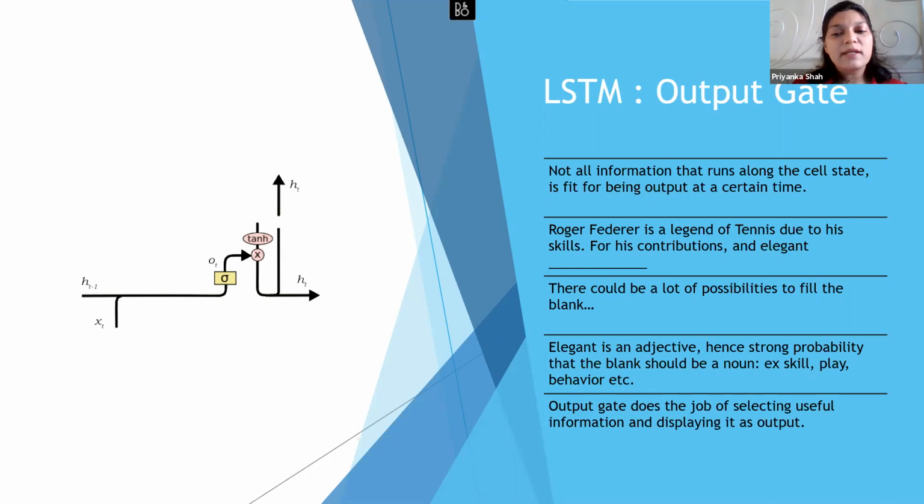The output gate does the job of selecting useful information and displaying it as an output. Is it an output? No, it requires further processing. Process it further, enhance it further, filter out or add new information. Now is it an output? Still no, enhance it further. So this is what the output gate does. It decides when to display something as the final output, or whether it requires more pre-processing.